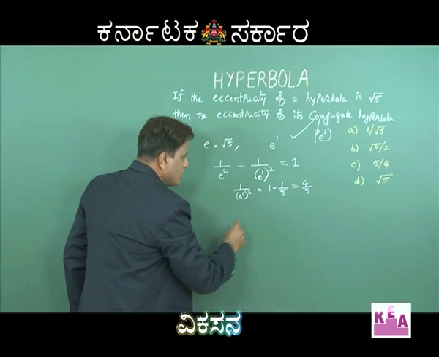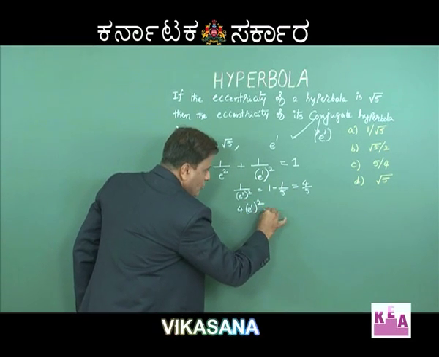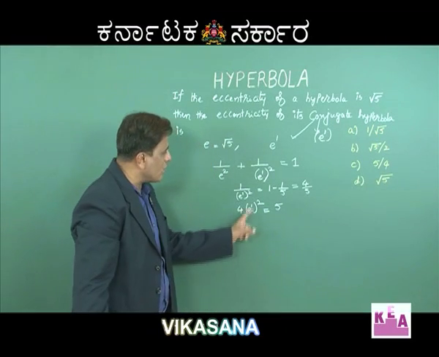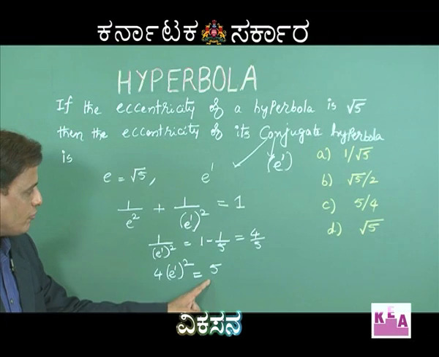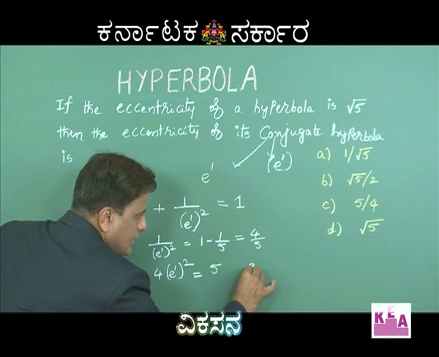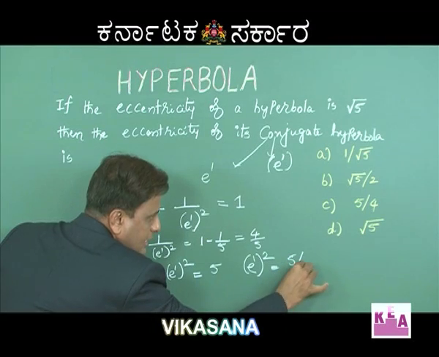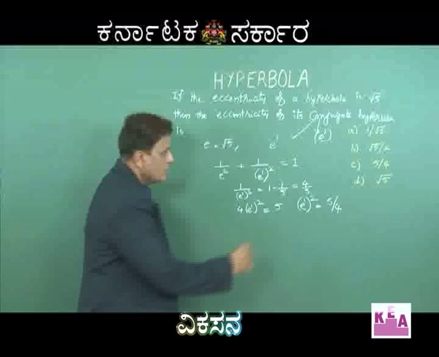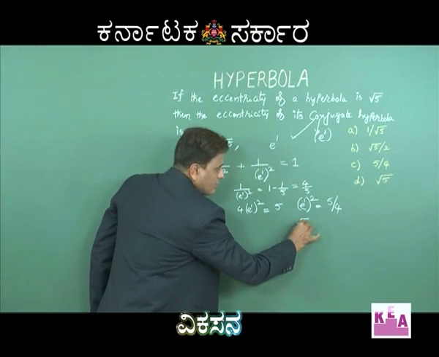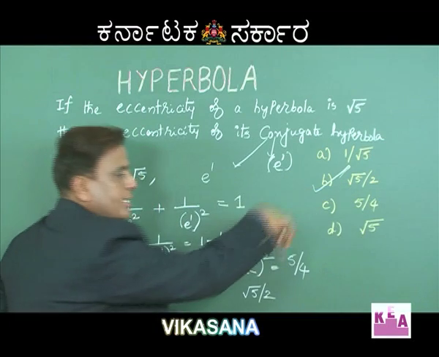Therefore, cross multiplication: 4 times e dash square will be equal to 5. Then e dash square will be 5 by 4. See that e dash square is equal to 5 by 4. Then e dash will be root 5 by 2. The right option is B. B is the right option.